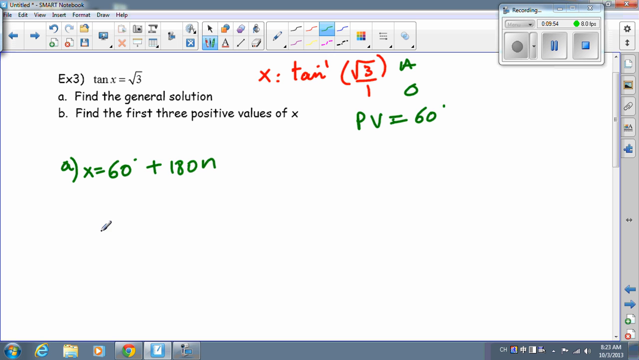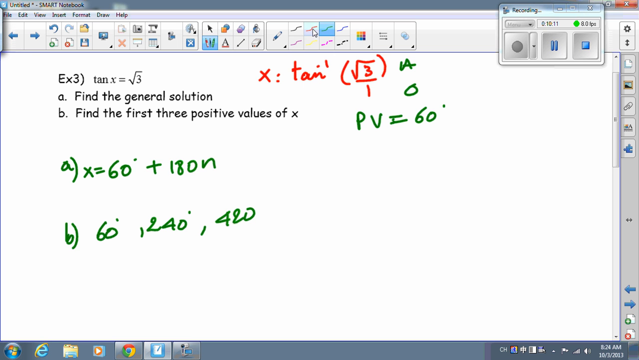Now, for the second one, it says find the first 3 positive values of x. So the first one is of course 60 degrees. The second one is, in case I plug in 1 here, I will get 240 degrees. And if I plug in another one, I will get 420 degrees.